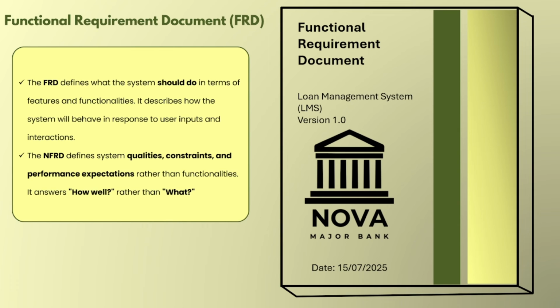So all these things which we discussed right now, like performance, reliability, security, scalability, all the things that happen behind the scenes and really impact the user experience, are mentioned in the non-functional requirements. So in short, FRD is what the system does, and the non-functional requirement document is how well the system does it.